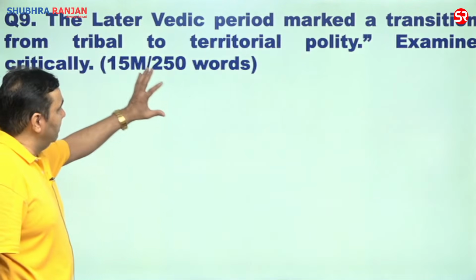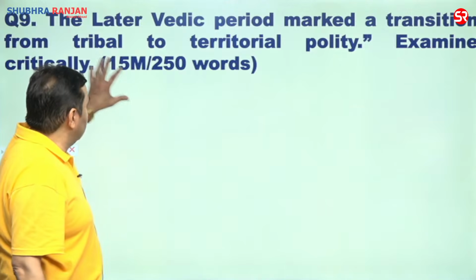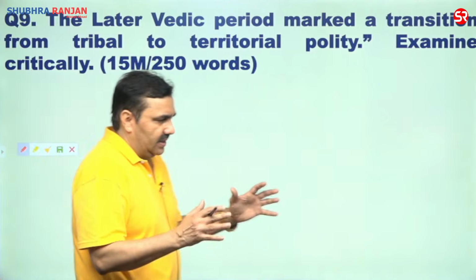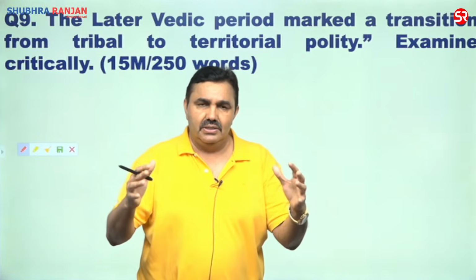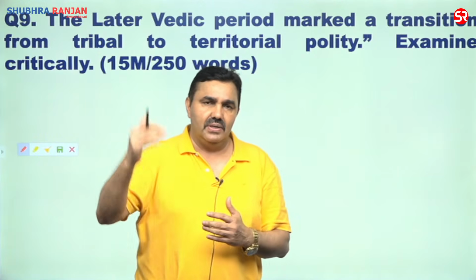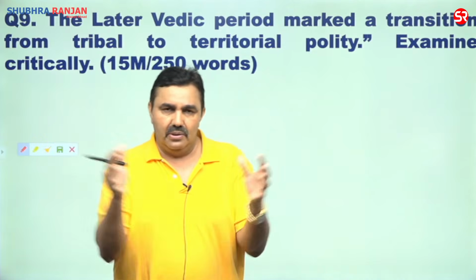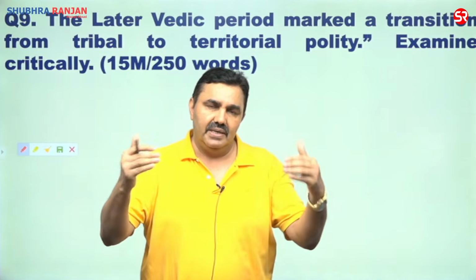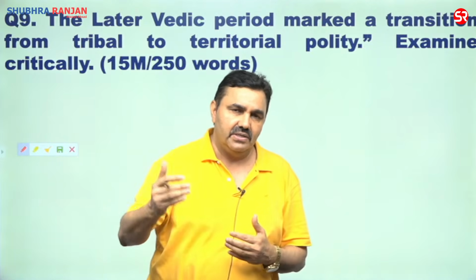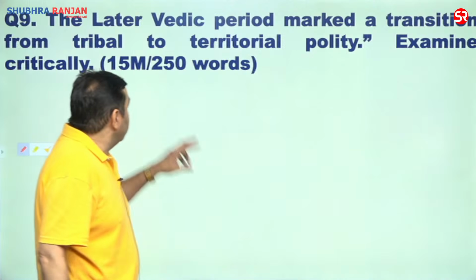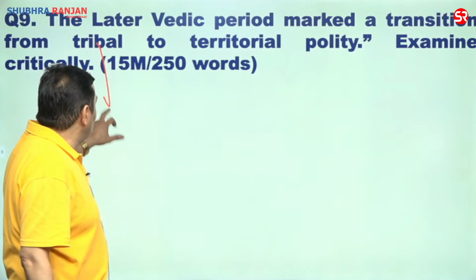The later Vedic period marked a transition from tribal to territorial polity. Tribal, in early Vedic times, the society, the polity, the systems were tribal. Our focus here is on political life. So polity was tribal. Aryans were living in small tribal groups. Tribal chief was managing day-to-day affairs. He was assisted by members of Sabha and Samiti, the representatives of people. In early Vedic times, there was no concept of a state.